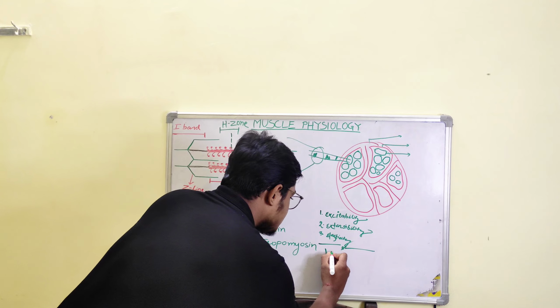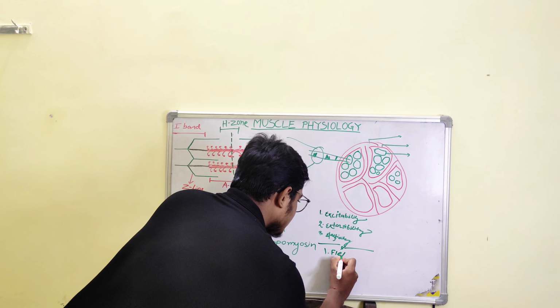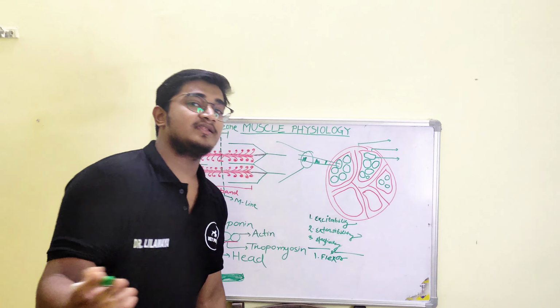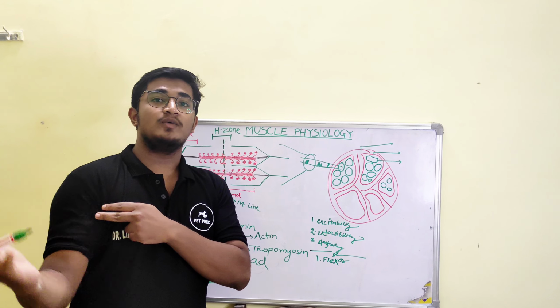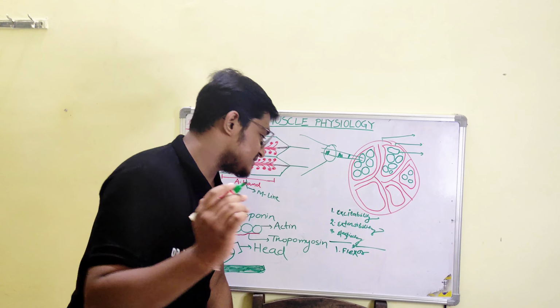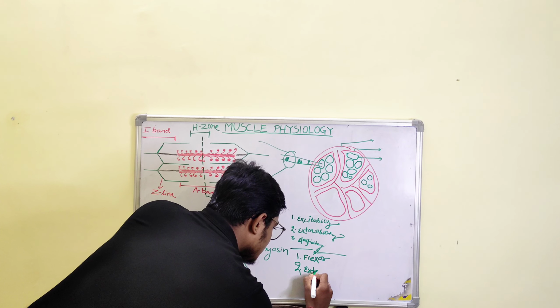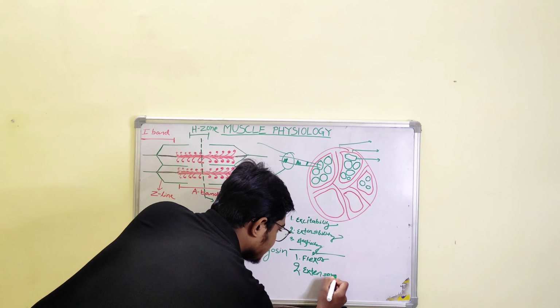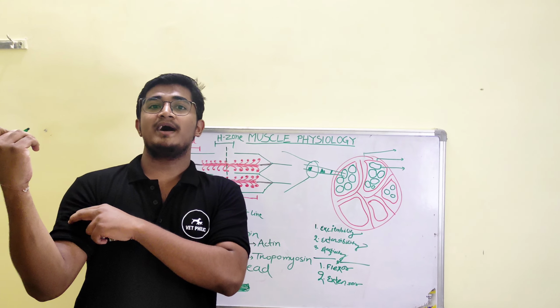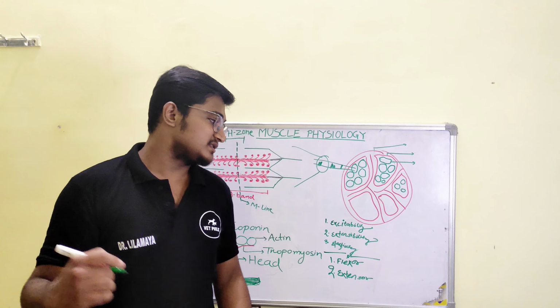So the first one is flexion. When the angle between two parts decreases, it is called flexion. The second one is extensor. When the angle between two parts increases, it is called extensor.